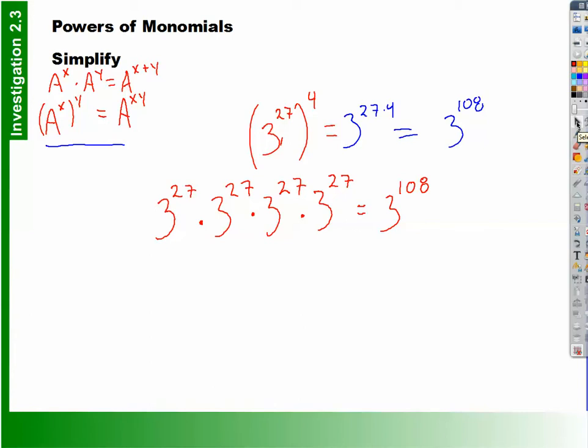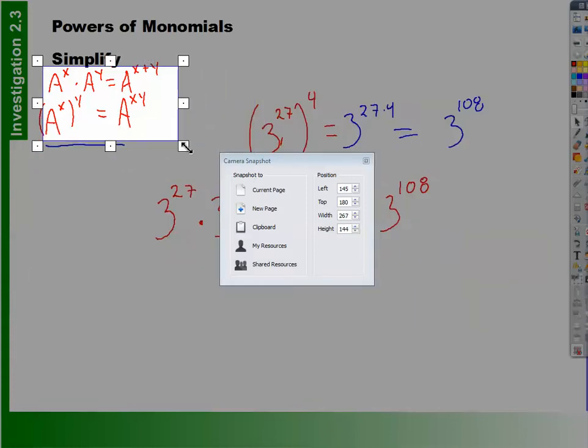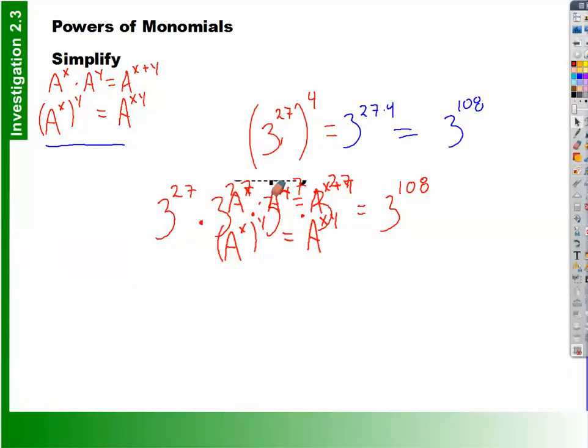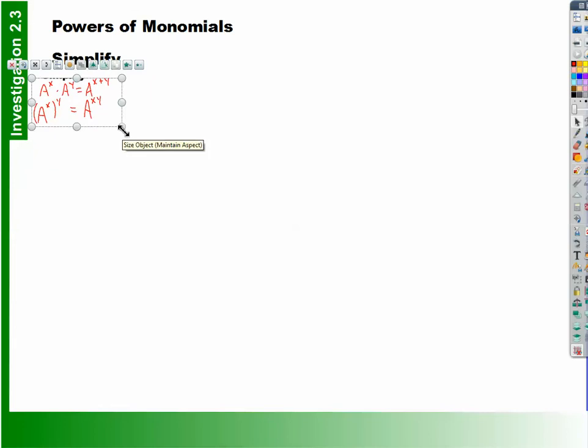So let's try one with letters. I'm first going to take a picture of my rule so that I can keep that and erase everything else really easily. So here we have our rule. So we can keep this and save it, not worry about it going away. Okay, so let's try some problems that include letters.